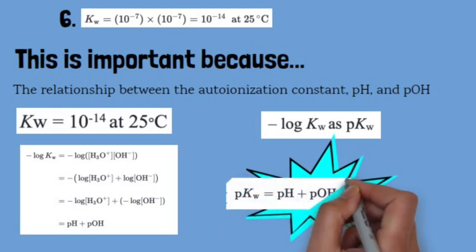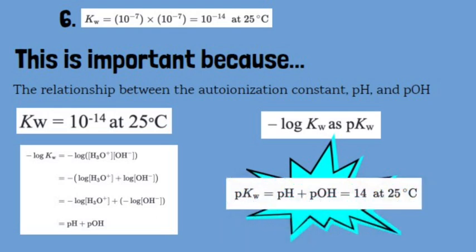Therefore, the equation is as follows, and it tells us that the sum of pH and pOH will always be 14 for any aqueous solution at 25 degrees Celsius.